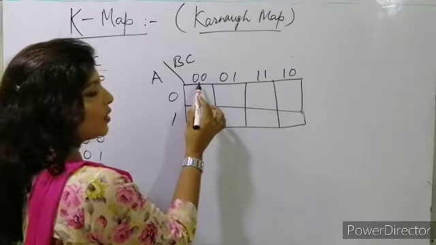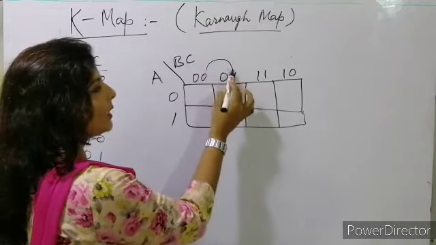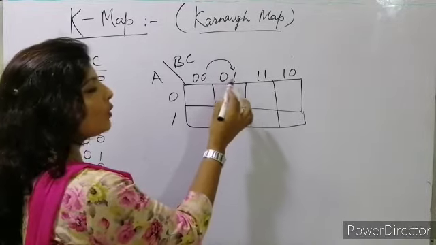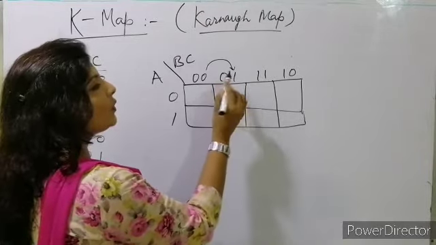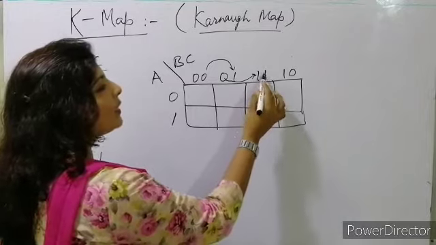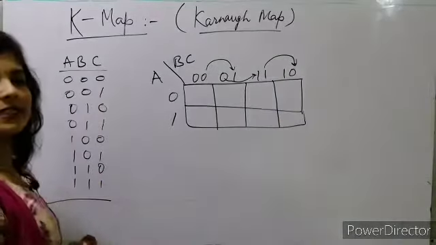Here we have used 0, 0. So only one digit will change and it will become 1. Again, these both are 0, 1. So this one is 0, now this will change and it will become 1. Now last one, this one changes and it will become 0. So only one digit will change.